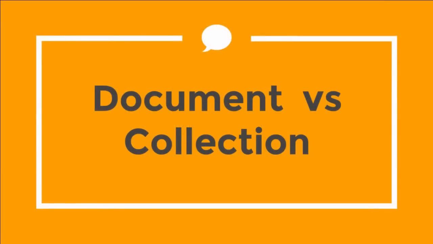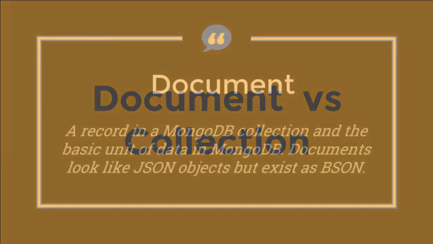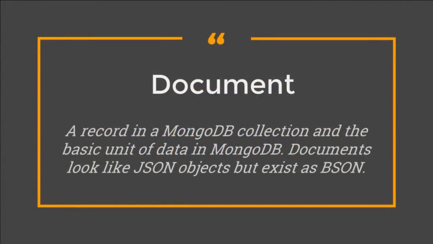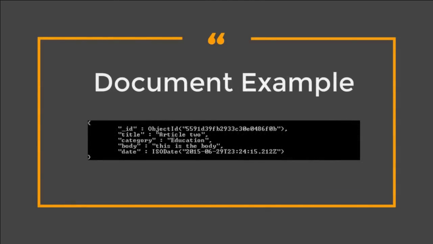We'll be using documents and collections throughout this course, so it's important that you have a clear understanding of what the differences are. A document is defined as a record in a MongoDB collection and the basic unit of data in MongoDB. Documents look like JSON objects, but they exist as BSON. Here's an example of a document that stores some data for an article. You can tell that it's stored using BSON because there's quotation marks around both the key and value pairs.